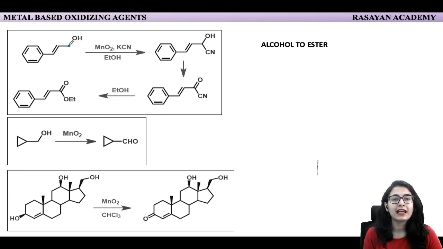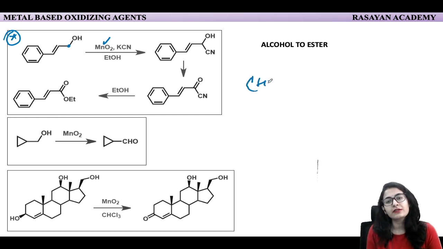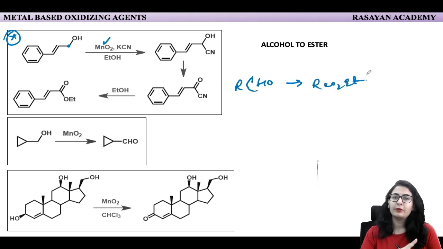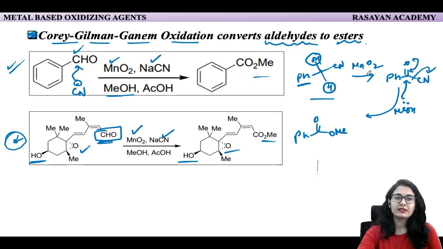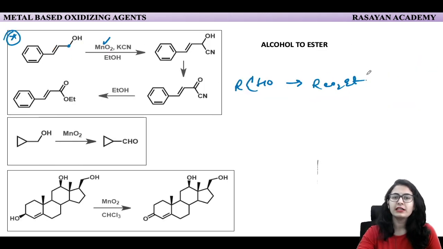See, you are having an allylic alcohol over here, in this particular example. So the allylic alcohol can be oxidized by MnO2. So either you can start with a CHO, and when you start with a CHO and you get the ester, that's the previous reaction, which is the Gilman-Ganem oxidation. Aldehyde से ester बना है, ठीक है.